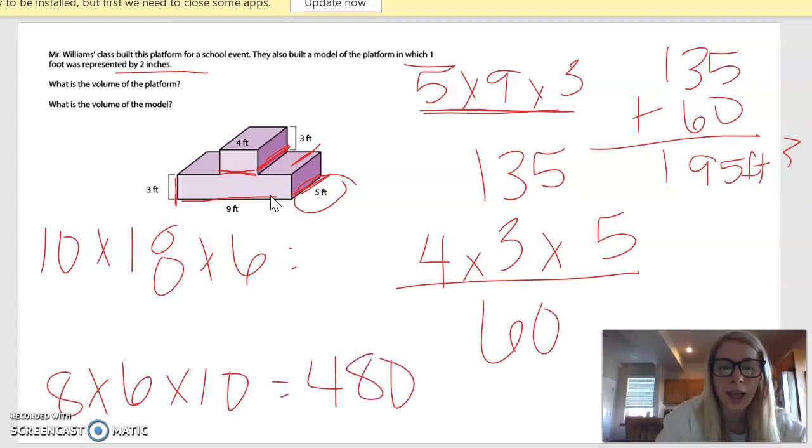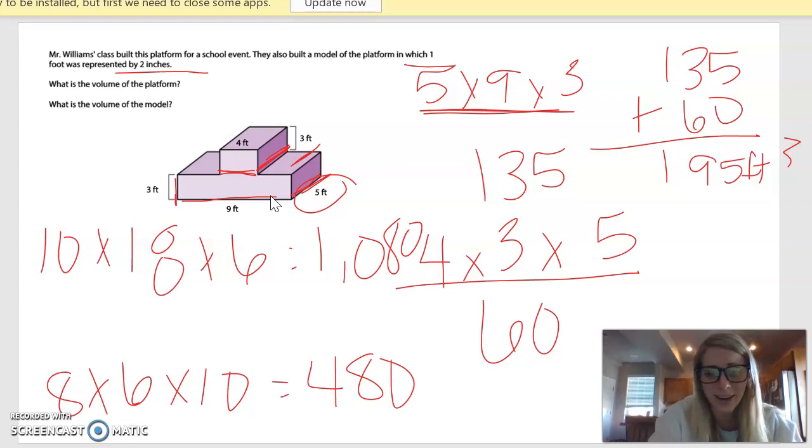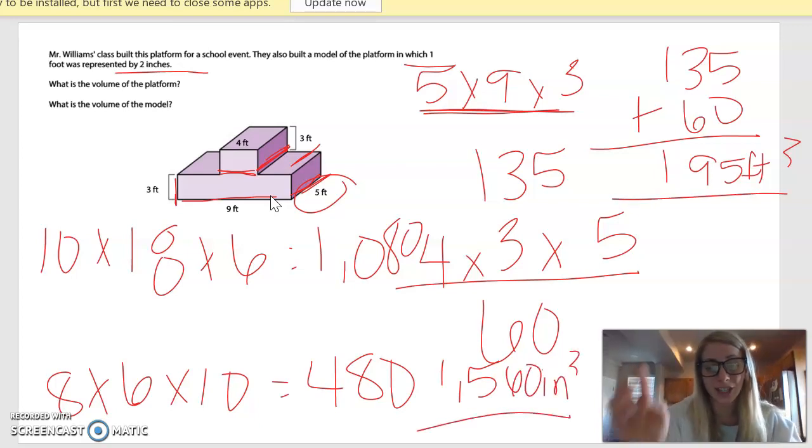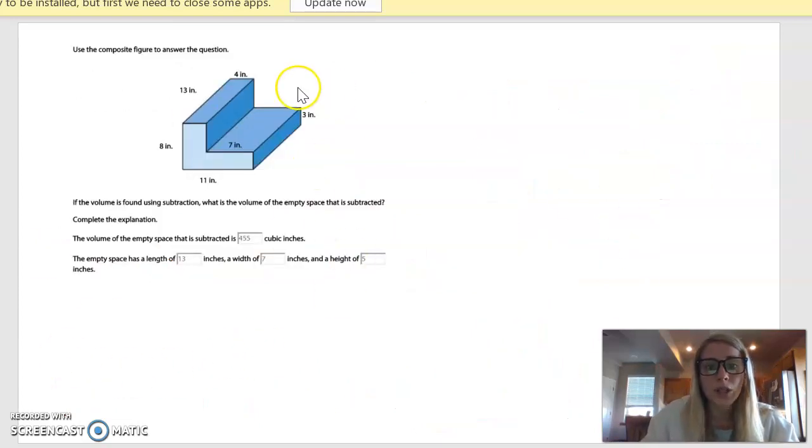That one was easy. I'm going to do this one quick on my calculator. So we have 10 times 18 times 6, and that gives us 1,080. So now we have to add those two to find our inches. So 1,080 plus 480, that gives us a grand total of 1,560 inches. So this one is feet, this one is inches. You have to write both of them today. I'm not sure why.